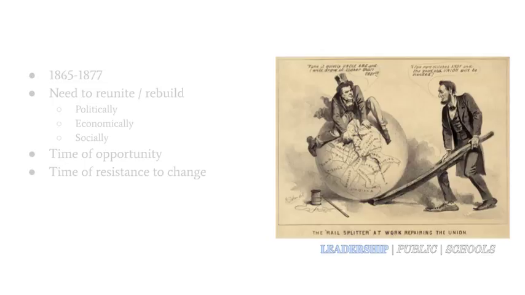Reconstruction was also a time of great opportunity, as the federal government was spending vast amounts of money to help rebuild the South by building railroads, rebuilding cities, and offering money to anyone who would go into the South to attempt to help. It was also a time of great resistance to change, where the Southerners rejected many of the elements that were necessary to heal the wounds of the nation after the Civil War.